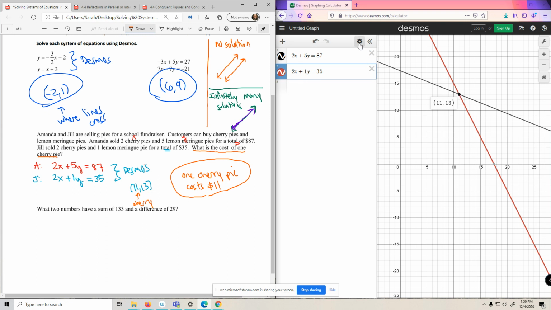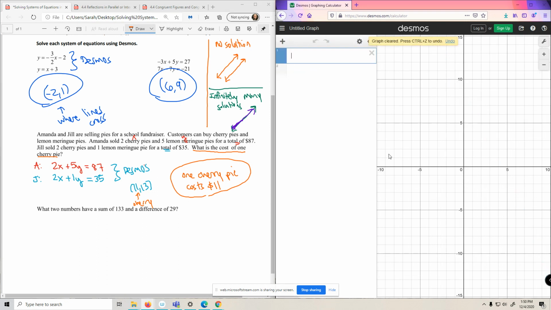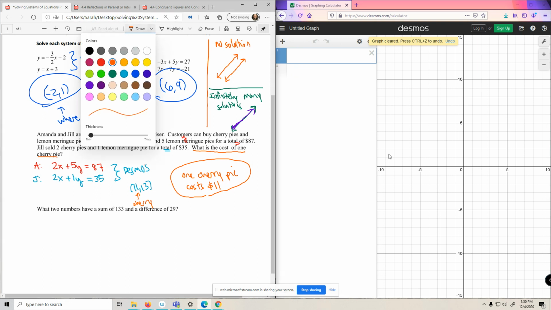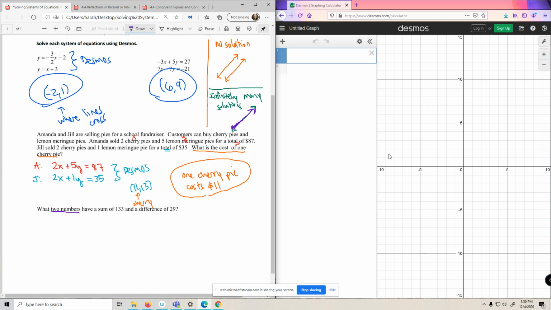And get rid of these equations before we do our last problem. Last problem is a two numbers problem. Remember that when it's two numbers, just say that the numbers are x and y. What two numbers have a sum of 133 and a difference of 29?